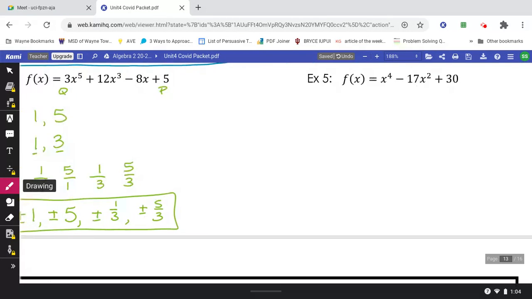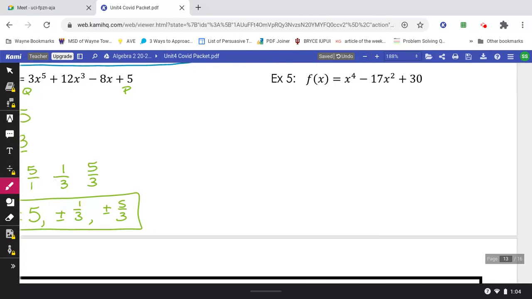All right, example number 5. This one's a little bit shorter. Notice we're not paying any attention to the middle terms. We don't care about anything in the middle, just the first and the last. P is 30. Q, notice right there is an invisible 1. So we have our list of P's. We have our list of Q's. And then we'll form our ratios or our fractions, P's over Q's.